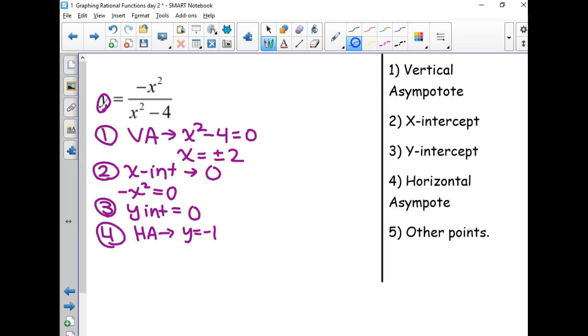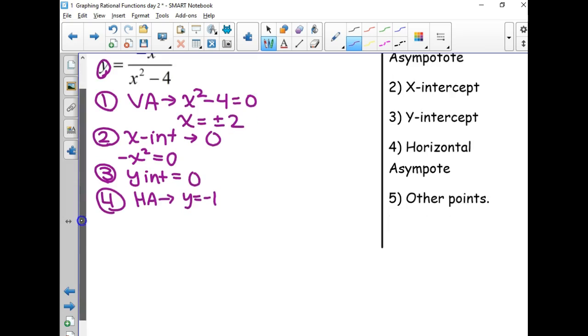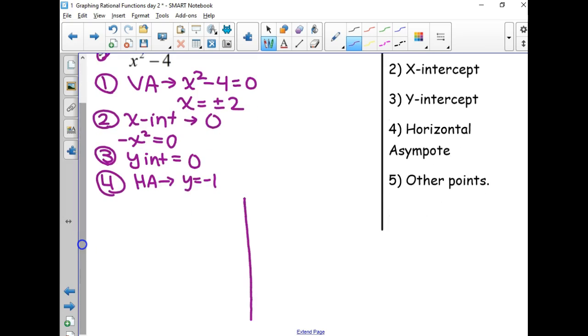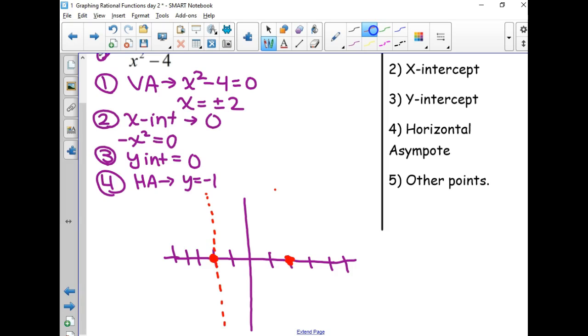I'm now going to graph each piece. Okay. I have vertical asymptotes at -2 and +2. I have an x- and y-intercept at the origin. I have a horizontal asymptote at -1.